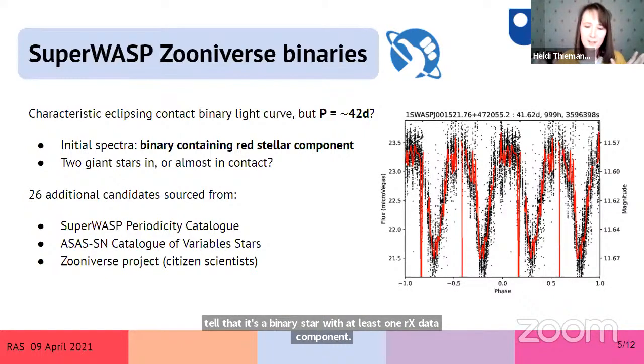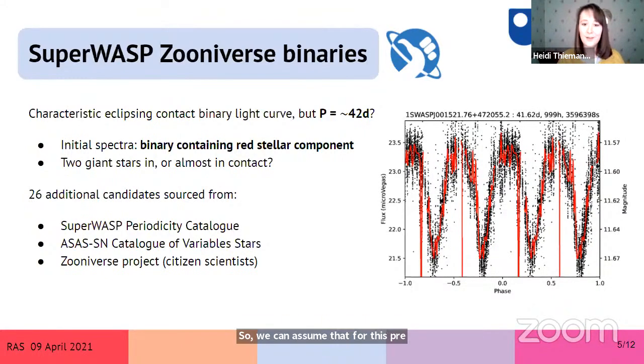So we can assume that for this previously unstudied star, if it's got a 42-day period and we've got a double-lined object and one red stellar component, the only way that it can plausibly exist is for it to be comprised of two giant stars in or almost in contact with one another. And this is a configuration of binary star which isn't known, so it's something that's quite exciting to look at.